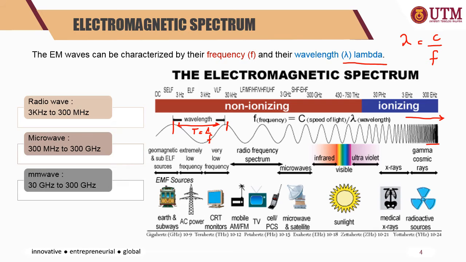So as an antenna designer, you need to consider designing an antenna based on the specification at a specific frequency range. Okay, at lower frequency, it is called radio wave, and the frequency range is from 3 kilohertz to 300 megahertz. And from 300 megahertz to 300 gigahertz, it is called microwave spectrum. And higher frequency range from 30 gigahertz up to 300 gigahertz, it is called millimeter wave.